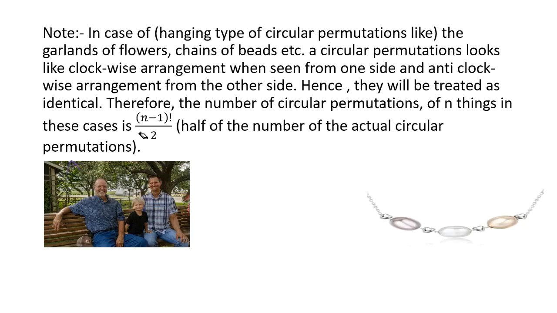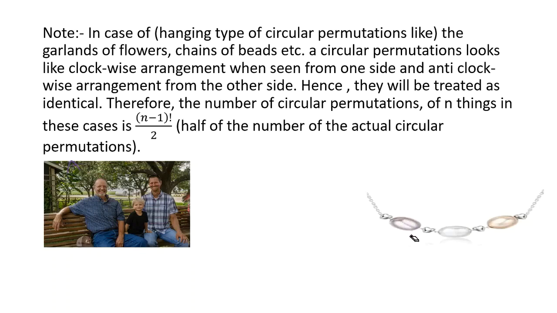Why do we have to divide it by 2? Because we are treating clockwise and anti-clockwise permutations as a single permutation. If I want to interchange these two extreme people, I have to make them stand and interchange their places. That is the only way to change these two positions. Whereas if I want to change the positions of these two beads, I can just rotate this chain.